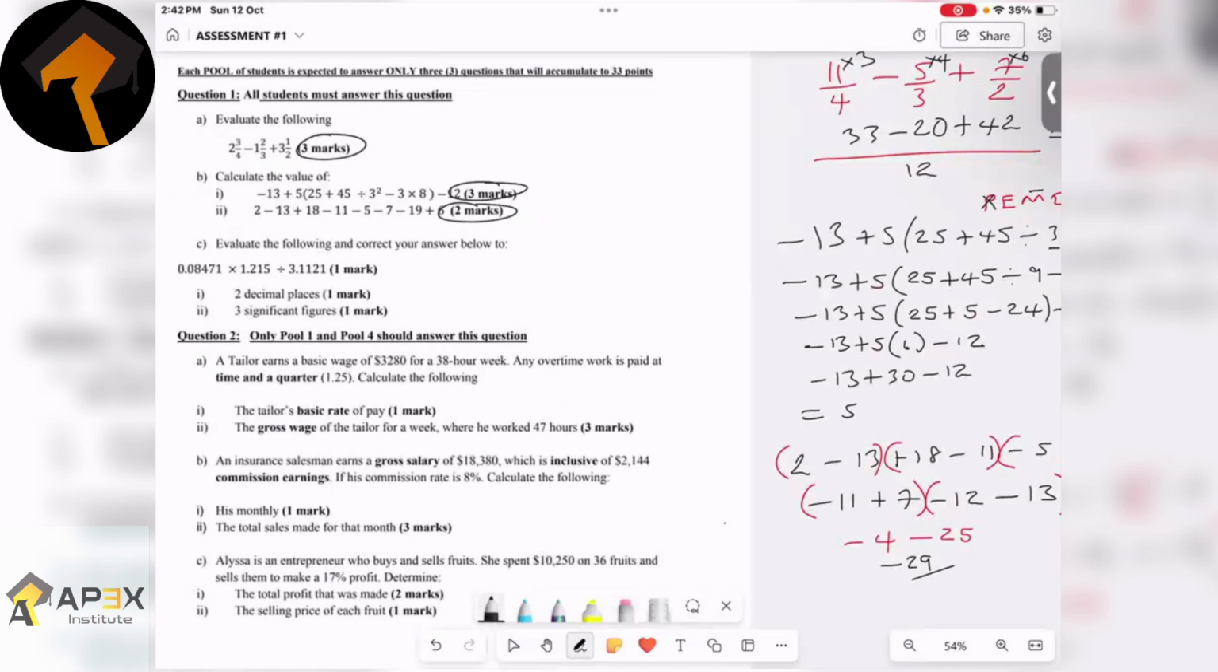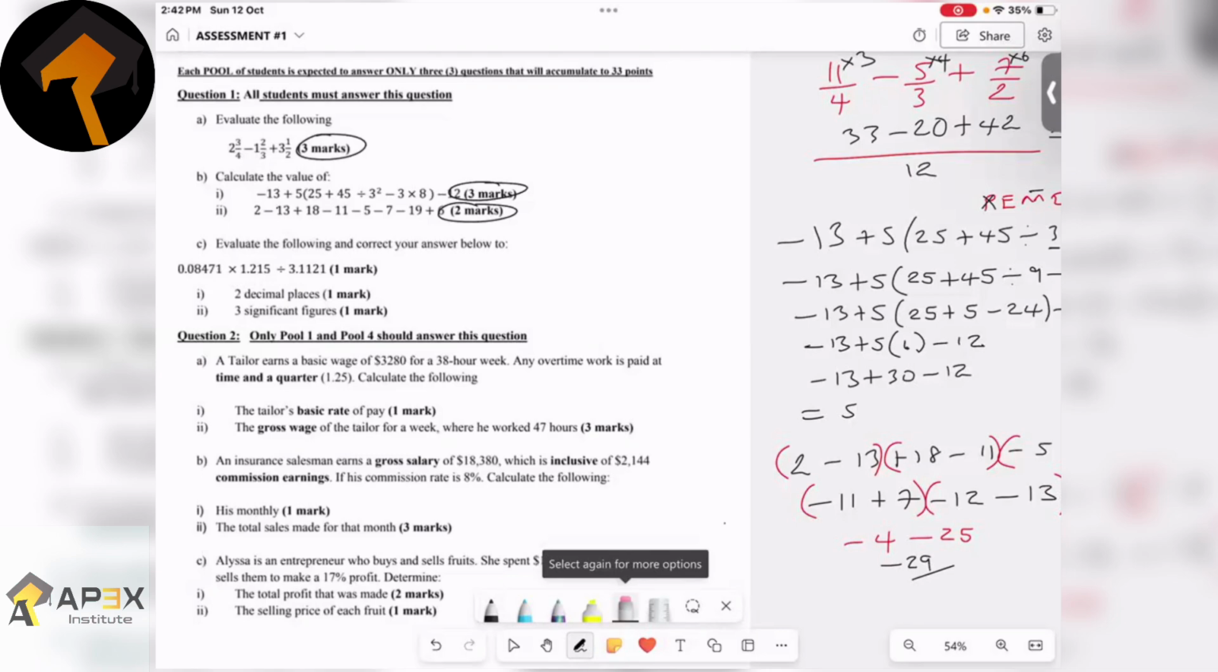All right? Now here, we were given a decimal arithmetic to do. That is 0.08471 times 1.215 divided by 3.1121. Now, the objective of this was to get the students to understand that a lot of the times when you are doing arithmetic, especially with decimals, you're going to end up with some very long numbers, right? Long numbers. And so I'm going to grab a pen that's beside me. Give me a second, guys.